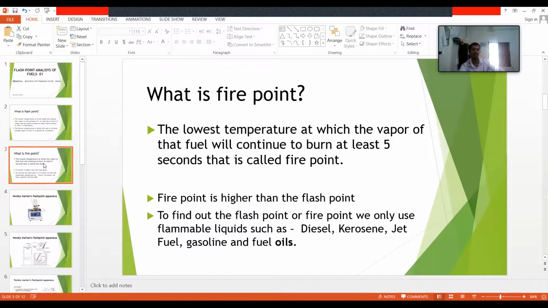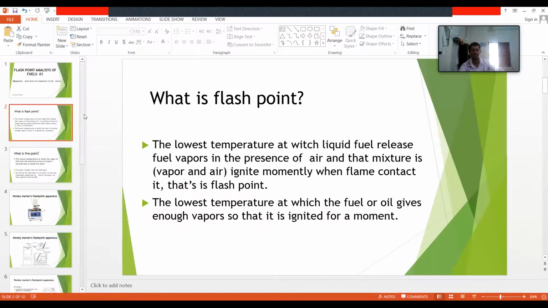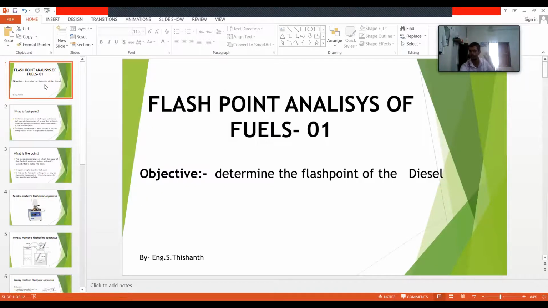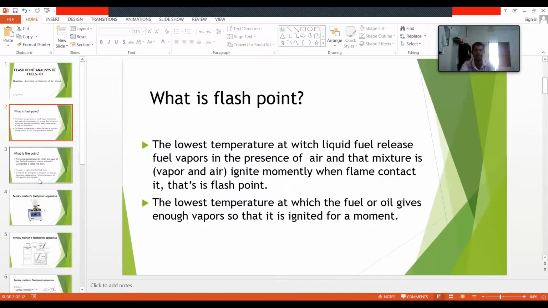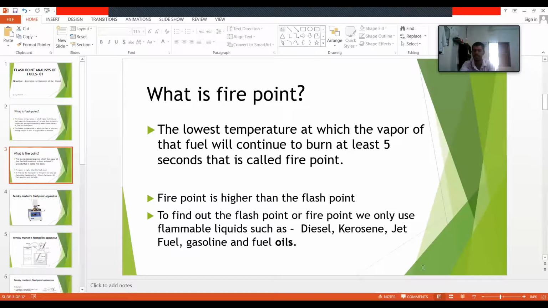Does anyone know what the flash point is for petrol, which we are going to do next? Does anyone know, or at least the range or something? I think you all know. You don't know? Then it doesn't matter.